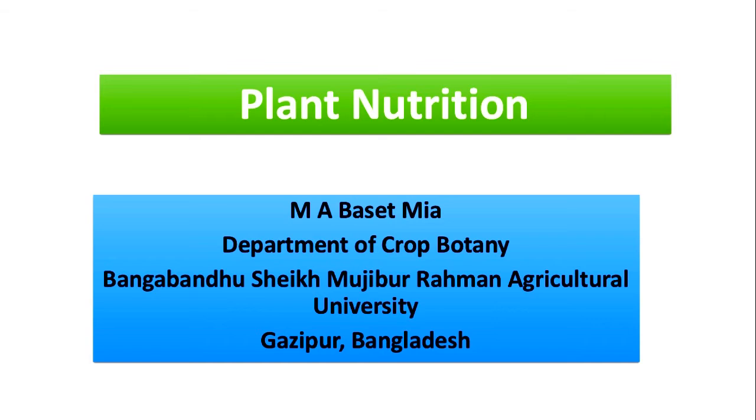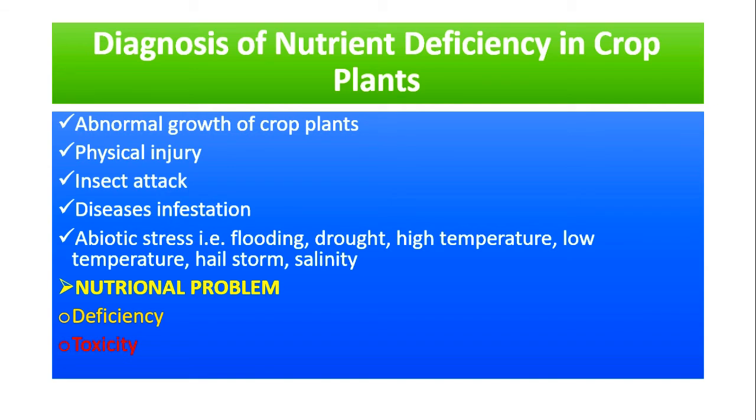Dear students, today we will be talking about the diagnosis of nutrient deficiency in crop plants. So, what is the implication of nutrient deficiency? The deficiency is the abnormal growth of crop plants.